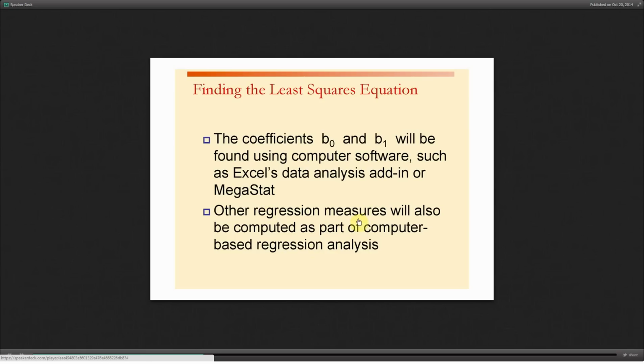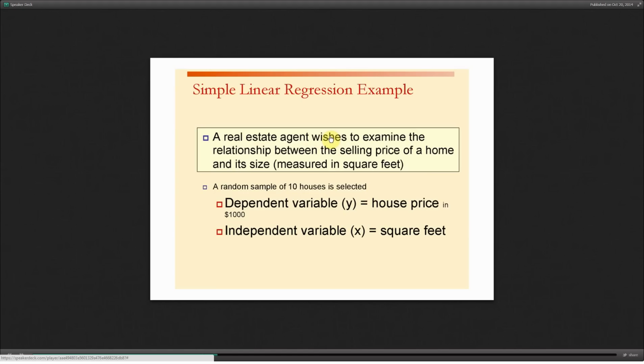There are other regression measures that will be computed as part of computing the regression analysis. If I use Excel, it's just going to give me a couple of things. It's going to give me the estimates for b0 and b1, and it might give me a strength measure called R squared. But if I use Megastat, I'm going to get a much more extensive set of measures that will help me understand how good of an estimate this is, and how good the model is too.